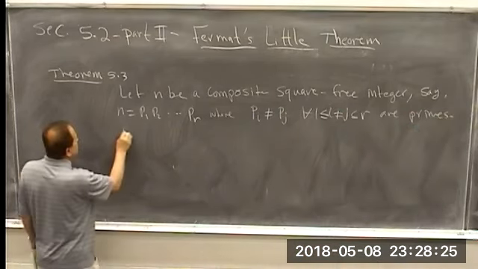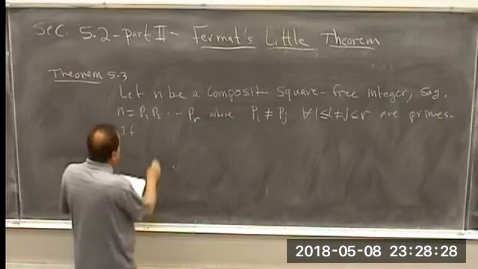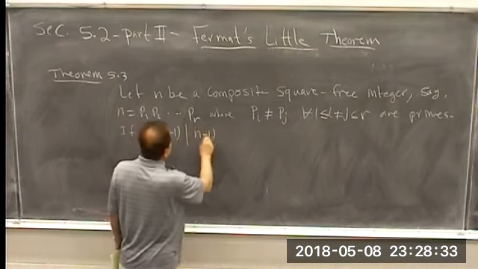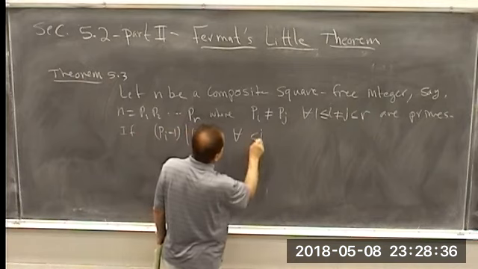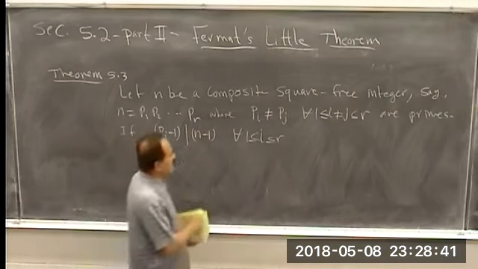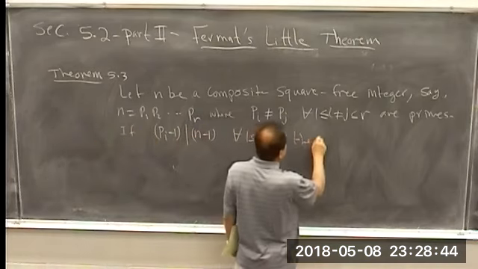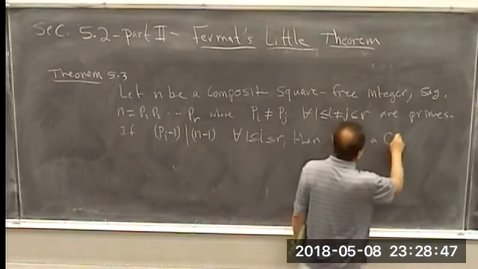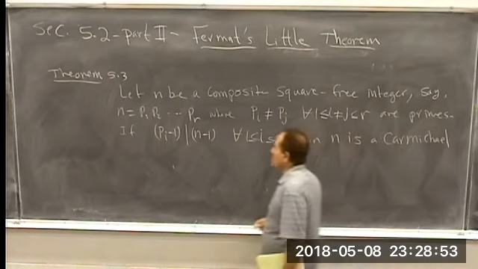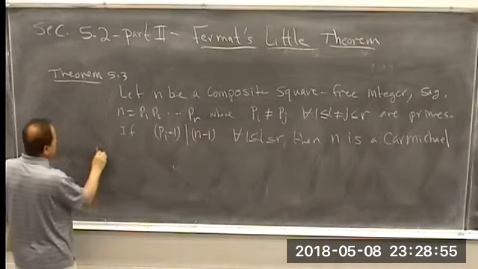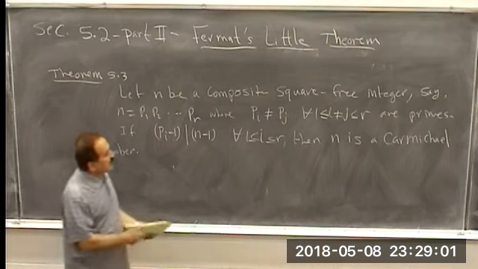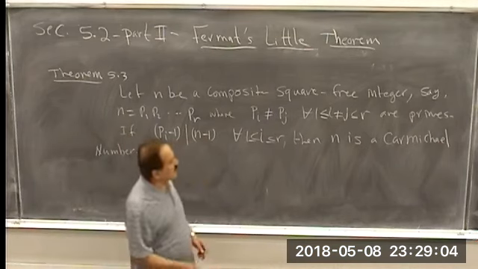Then if Pi minus 1 divides N minus 1 for every i, then N is a Carmichael number. So this is a sufficient condition. All right. Well, let's go through the proof of this.